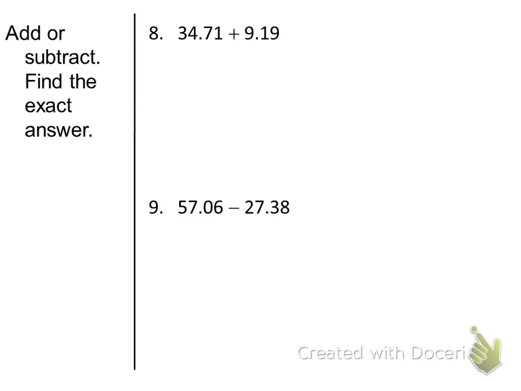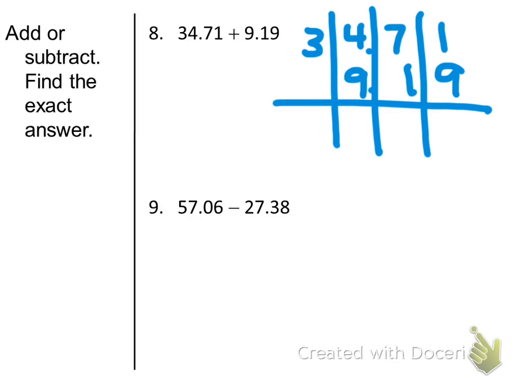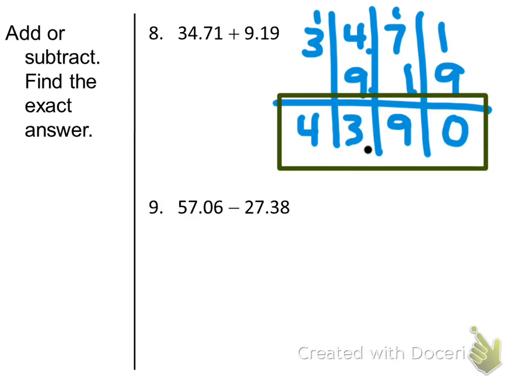Okay, our last subtopic, adding or subtracting to find the exact answer. The best way to do this, if we're doing it by hand, is to line them up. I'm going to line them up by place value. So line it up, 9 plus 1 equals 10, carry my 1. 2 plus 7 is 9. 4 plus 9 is 13, carry 1, 4. So the correct answer for number 8, you should get 43.90.